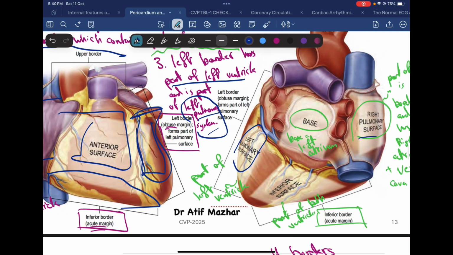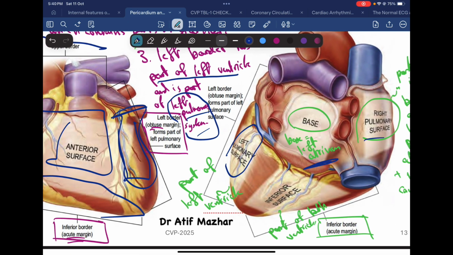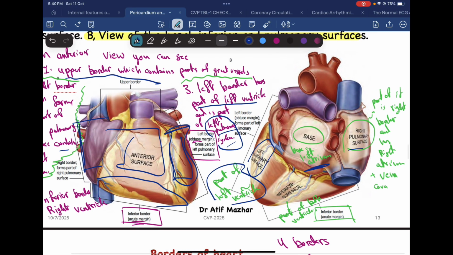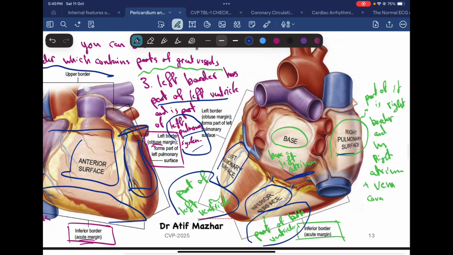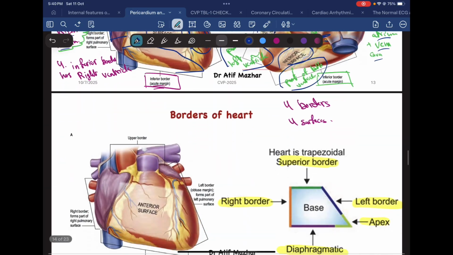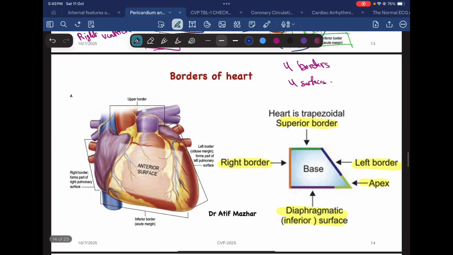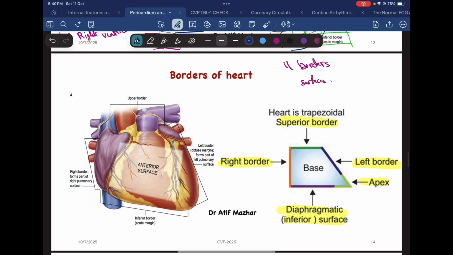Now, to the surfaces, you have the base. The base is just the left atrium, pretty simple. Now, the left pulmonary surface is part of the left ventricle, and the inferior surface right here is part of both ventricles, not just the left, it's both of them. And we have here the right pulmonary surface. Part of it is the right border, and it has the right atrium and the vena cavas, the superior and inferior ones. Now, this is basically four borders. They're not actually four surfaces, they're five because we have the anterior one.